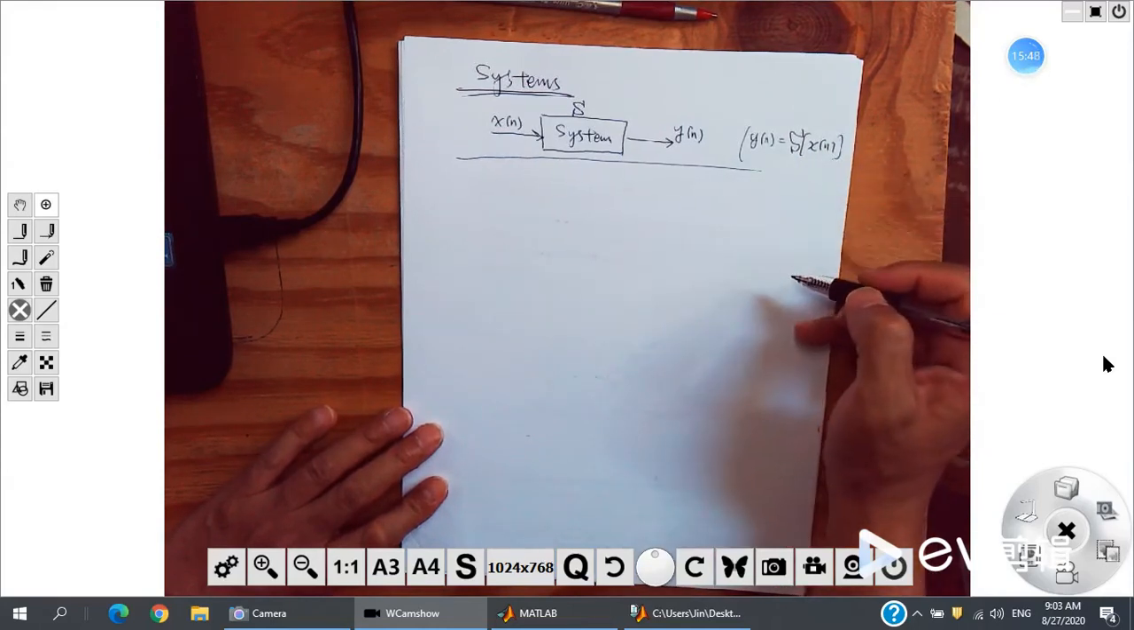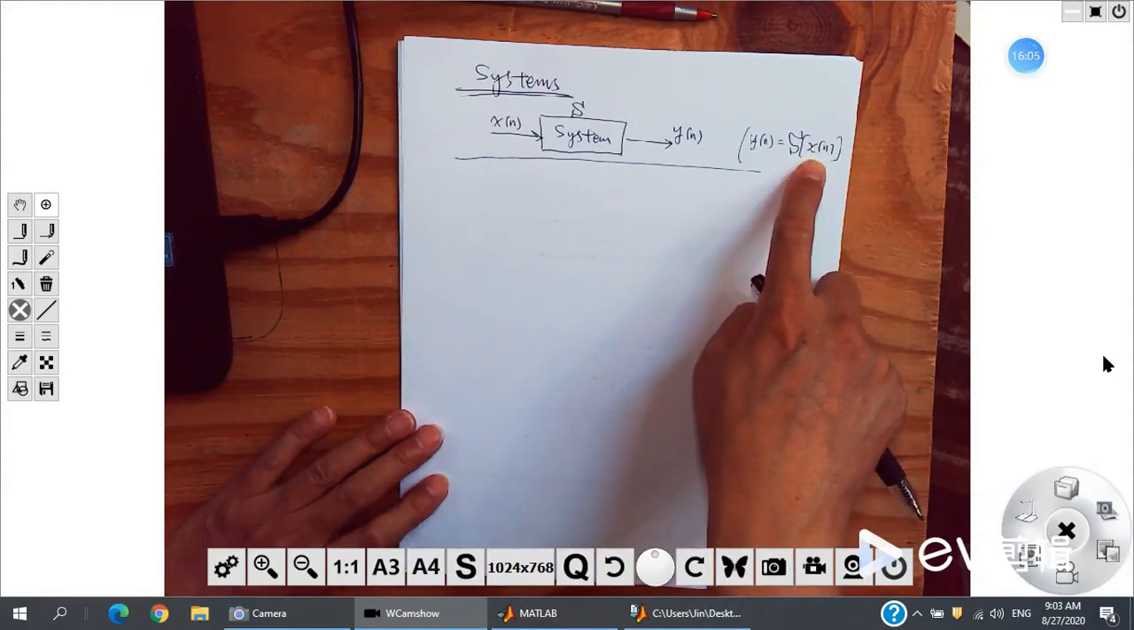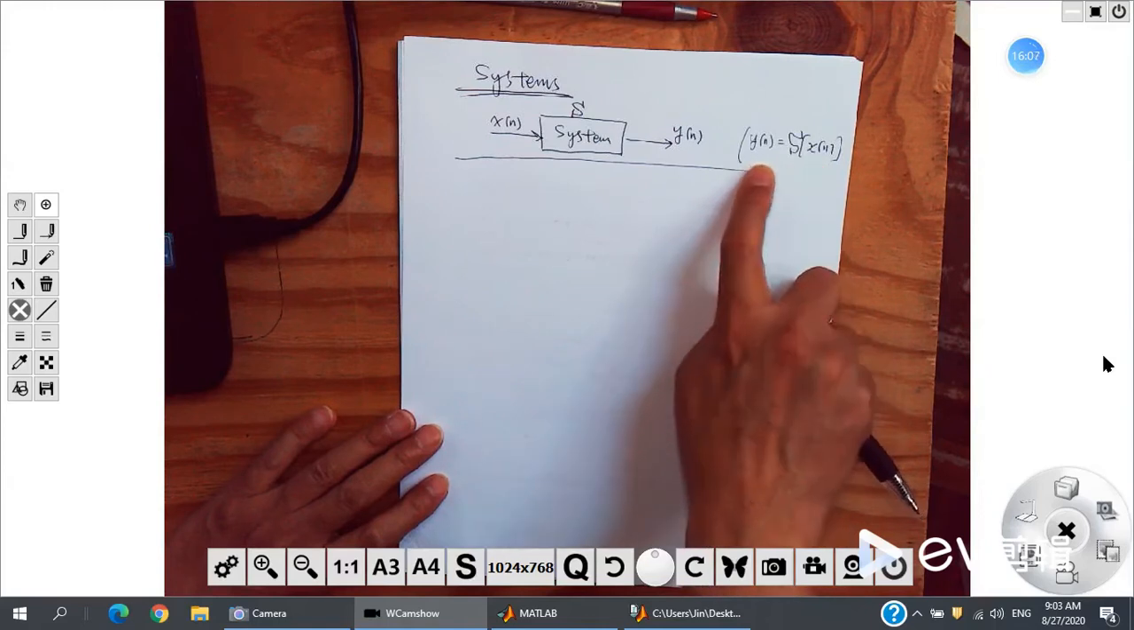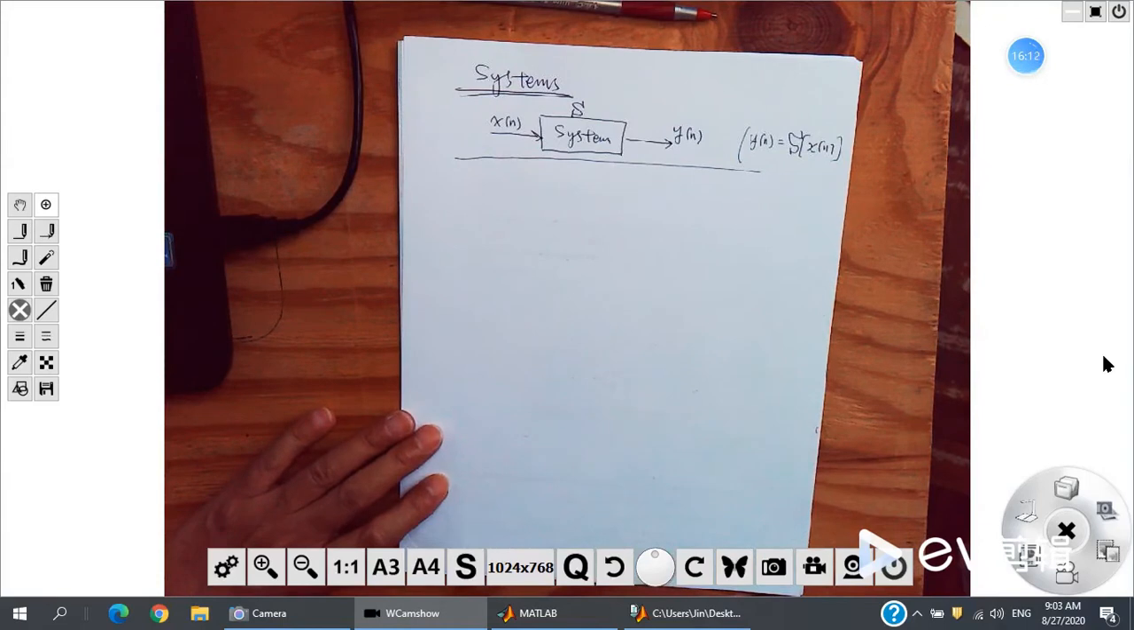Then you can also write y of n is the system S with input x of n. This notation is similar to a function, right? You use x as input, you have output y, like you give a value of the variable, then you get a value of the function. Similar to that. But now the input side is a sequence of values, and the output side is also a sequence of values. You can say this is a generalization of a function.